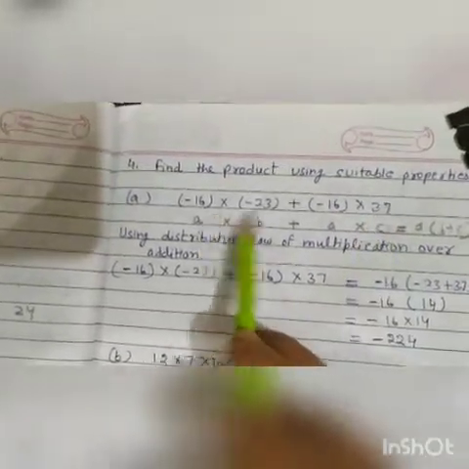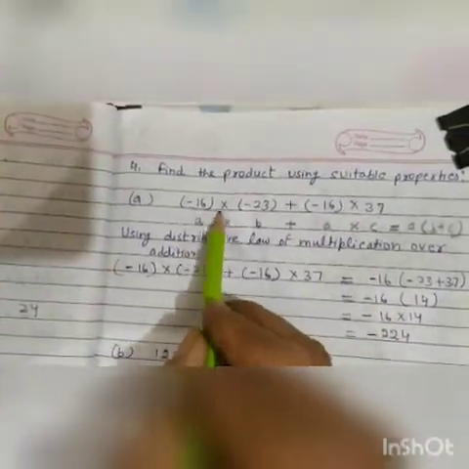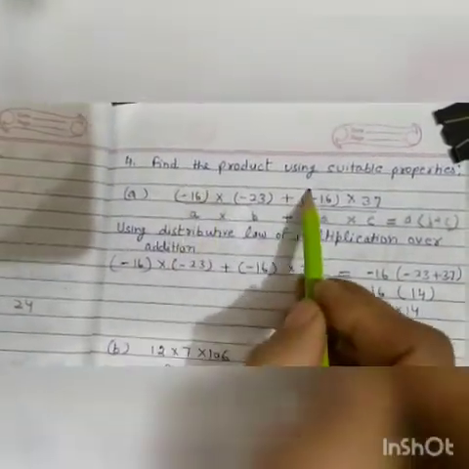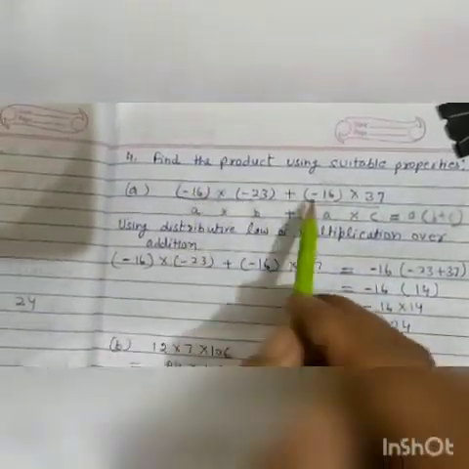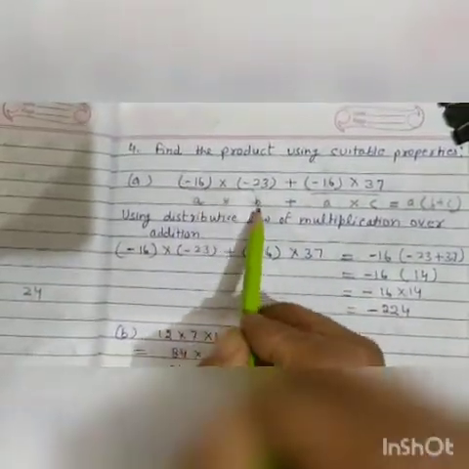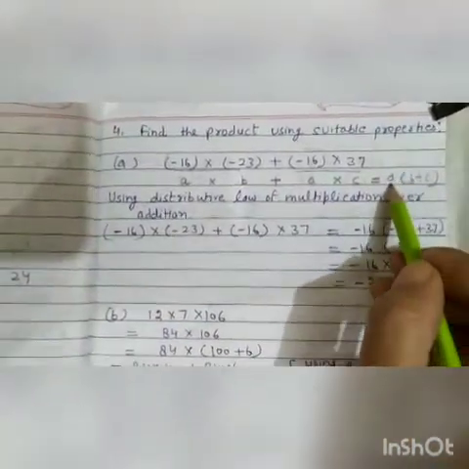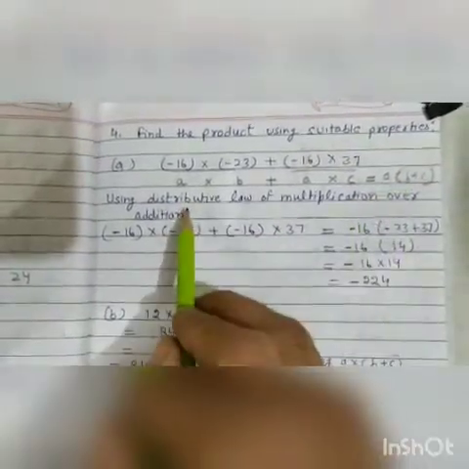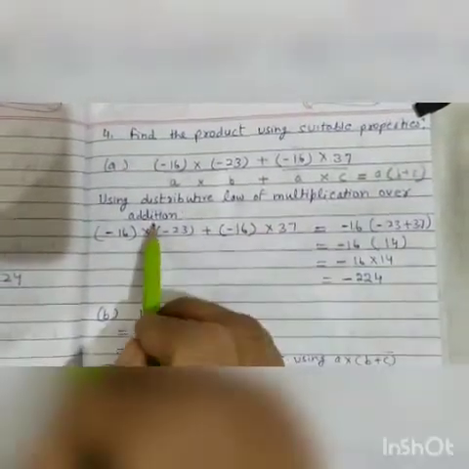Students, if we compare this question, first see here, two pairs are given. First pair is this one, second pair is this one. In both the pairs, this minus 16 is the same, or we can say minus 16 is common. Common means same in both the pairs. So if we compare it, A multiply B plus A multiply C, then our property is A common, then B plus C. So we will use this property. This is known as distributive property or distributive law of multiplication over addition.